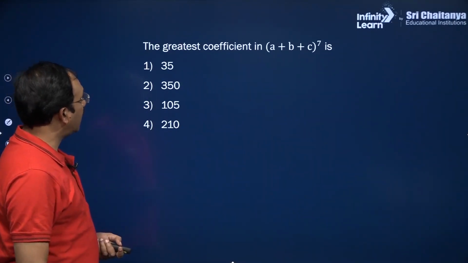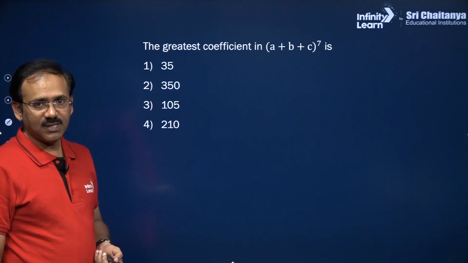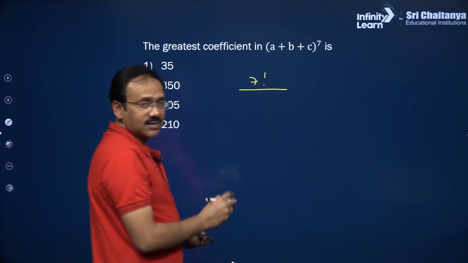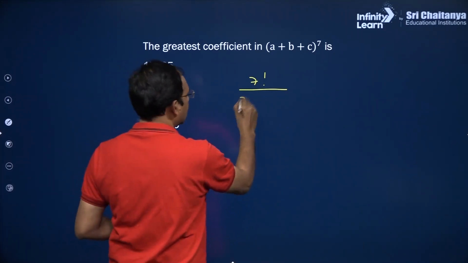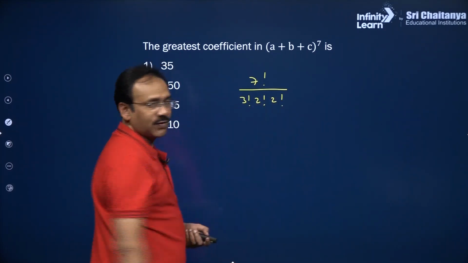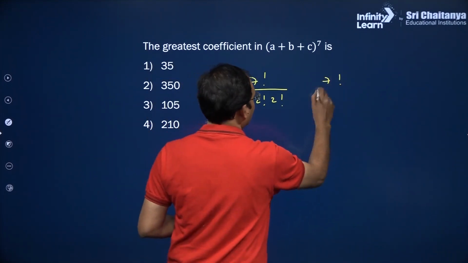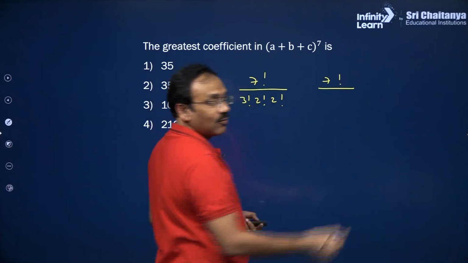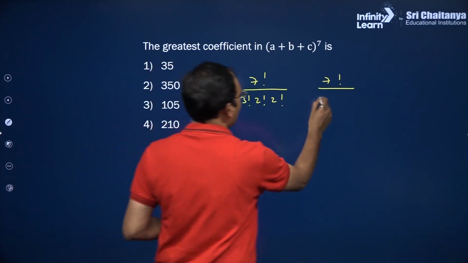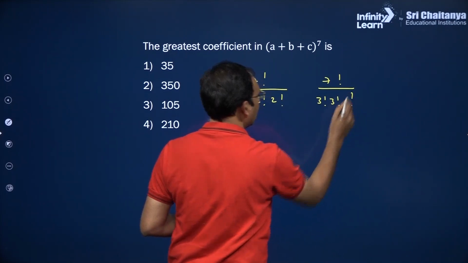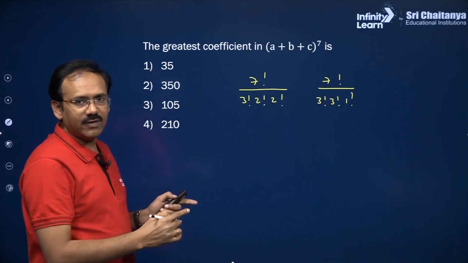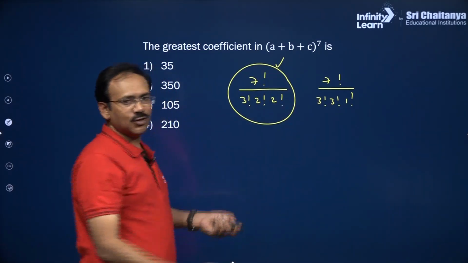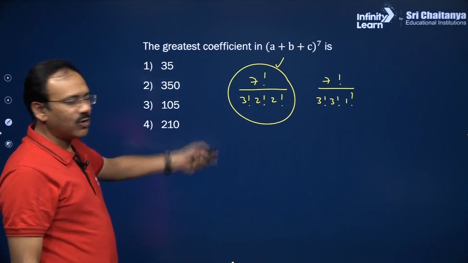Next friends, the greatest coefficient in a plus b plus c power 7, multinomial theorem. So, generally when they are nearly equal, you can take like 3, 2, 2, which will be 7 factorial by 3 factorial, 2 factorial, 2 factorial, one possibility, and 3, 3, 1, which is almost the same. You just check which of these is the greatest, they are almost equal. So, you can comfortably say that this is going to be the greatest.